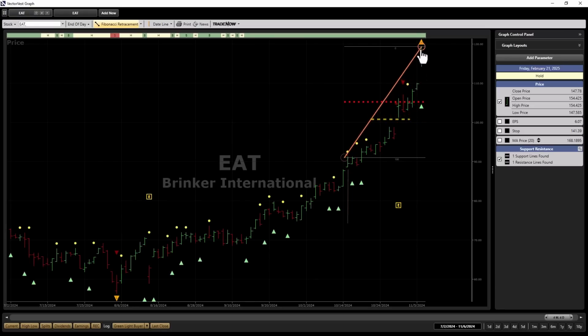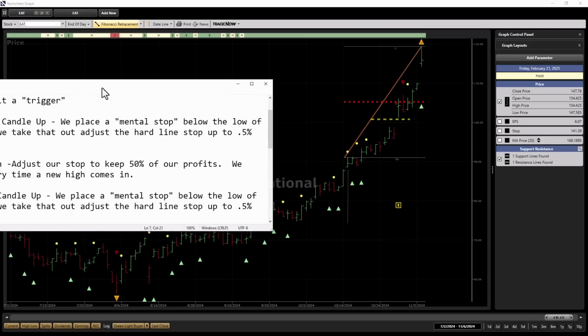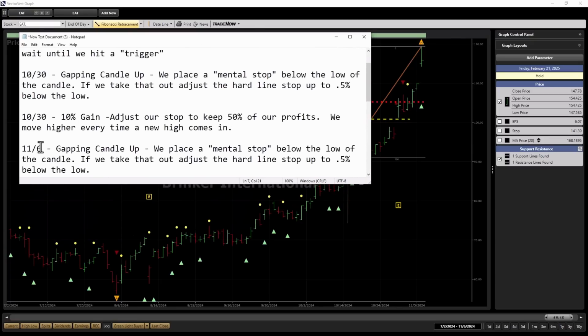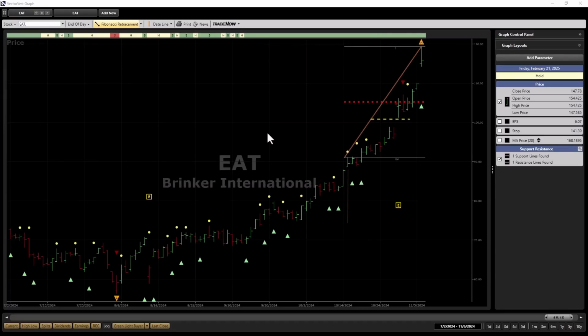Now, something else occurs on this day. Okay, so again, we have another adjustment point. On November 6th, we have another gapping candle up. Now, here's the kicker to this, okay? Remember that mental stop that we had down here? That goes away. Why does that go away? That goes away because our 50% stop to keep half of our profits has taken that out.